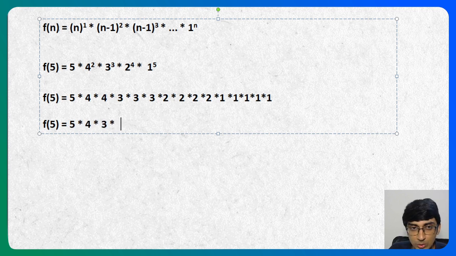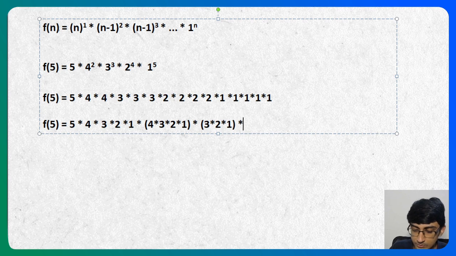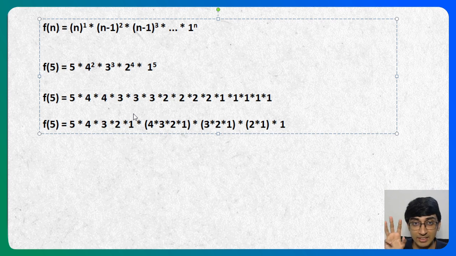And the pattern that you can get is 5 into 4 into 3 into 2 into 1 into, let's take a bracket here, 4 into 3 into 2 into 1 into 3 into 2 into 1 into 2 into 1 into 1, right? Because I have only one 5, I have 2 4s, I have 3 3s, I have 4 2s, and I have 5 1s.